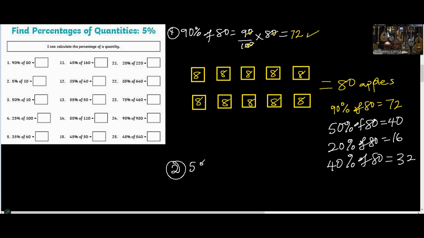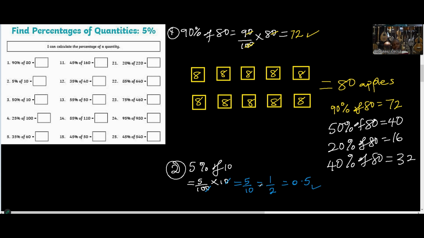So 5% of 10 is what we're looking for. Good. This one, we got it is 5 over 100 of 10. Okay. 5 divided by 100 times 10. And we can see that a 0 is at the top to cancel a 0 at the bottom. So all we have left is 5 over 10, which is 1 over 2, which is 0.5. Okay. So 0.5 is 5% of 10.